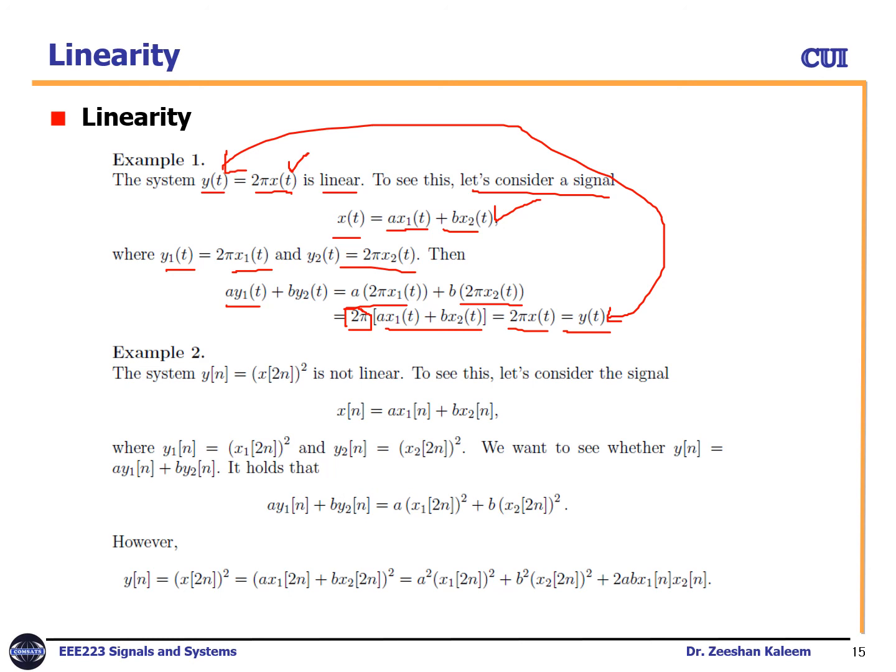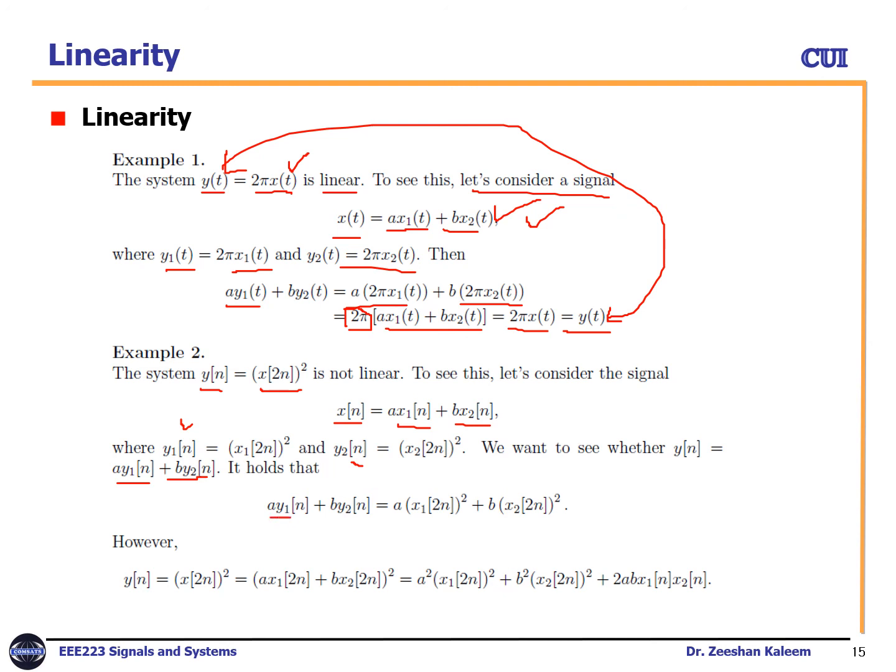Now let's check an example of a non-linear system. For example, you have a system y(n) equals x(2n) whole squared. It is not linear. To see this, let's consider an example. The signal x(n) is equal to a x1(n) plus b x2(n), similarly as we considered here. We have to find y1(n) and y2(n) as previously: y1(n) is x1(2n) squared, and y2(n) is x2(2n) squared.